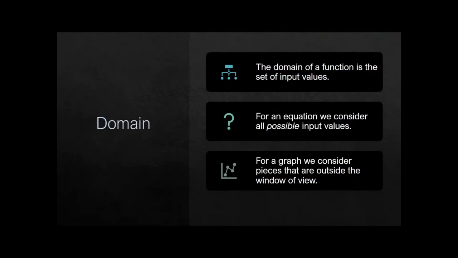So the domain of a function is the set of all input values. So that is the values you can put into an equation would be considered the domain. For an equation, we look at all possible input values. So what are all of the values you could possibly plug into an equation? We can't list every single possible number that you can put in an equation, so we usually write it in interval notation, like we do inequalities when you solve them, because it's just impossible to put all of those numbers. You can't write them down.